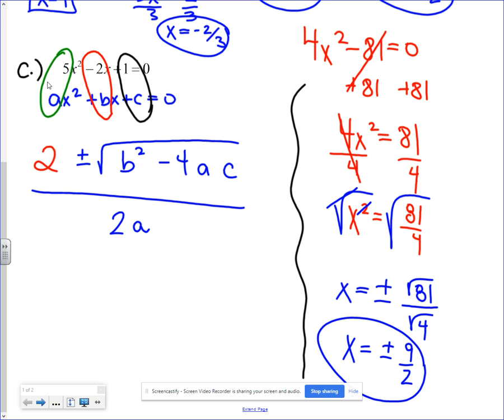Now I've got my b squared. Well, I'm going to take -2 and square it. -2 times -2, +4. Now I need to replace my a value. My a value is 5. And then we're going to replace the c value. And the c value is 1. And then we got a one more time, a down here on the bottom. Again, a was 5. So all we need to do now is simplify this.